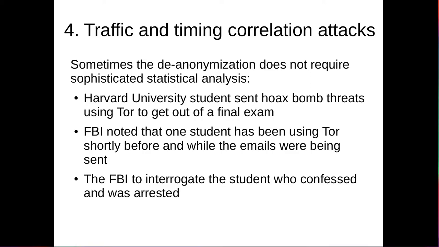Of course, you can say that the student has plausible deniability, because it's hard to actually prove that he sent the email. Because if he is using Tor at the moment the email is arriving, that doesn't really prove that it was the student. But still, he is the first one. He is the first target of the FBI. The main suspect is on him. So this can help law enforcement. They can do a traffic and timing correlation attack if they have some extra information that maybe the user is from this network.